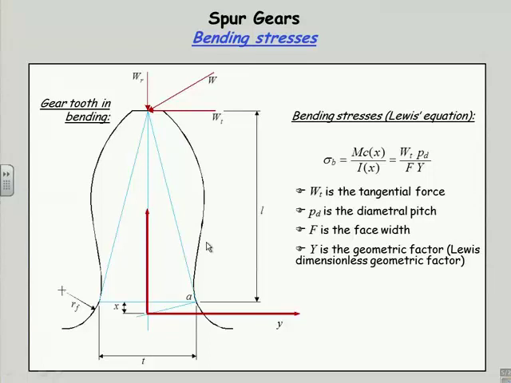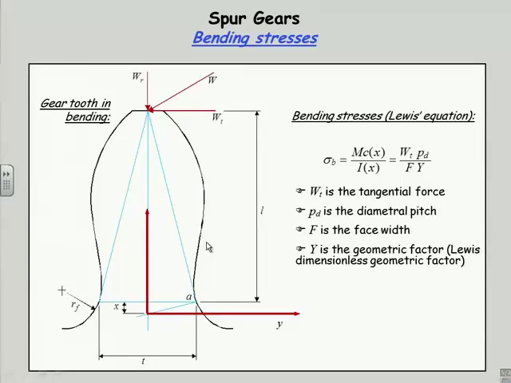Well, that's a geometric factor, so-called, that was created by a guy named Lewis, I think back in the mid-1800s, I want to say, somewhere that far back in time. And he was the first one to really figure out what the crazy shape of the tooth was doing to the stresses. And so he built that into what became known as the Lewis form factor.